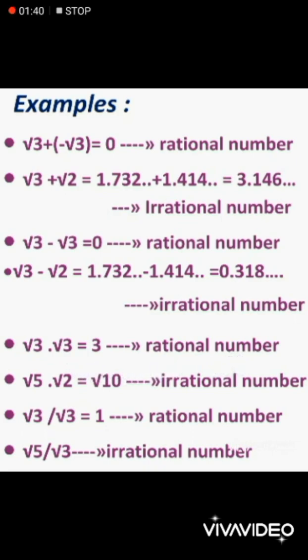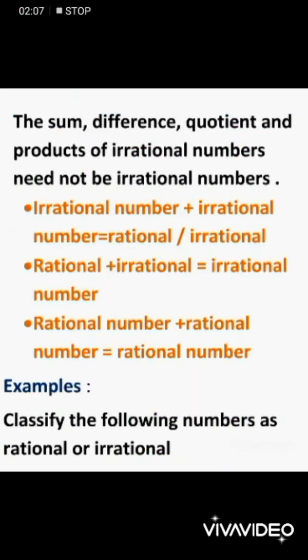Again, the product of two irrational numbers root 5 into root 2 is equal to root 10, which is an irrational number. Division of two irrational numbers root 3 by root 3, the result is 1, which is a rational number. Again, division of two irrational numbers root 5 by root 3, the result will be an irrational number. So from the above 8 examples, we conclude that the sum, difference, quotient and product of irrational numbers need not be an irrational number. The result can be either rational or irrational.